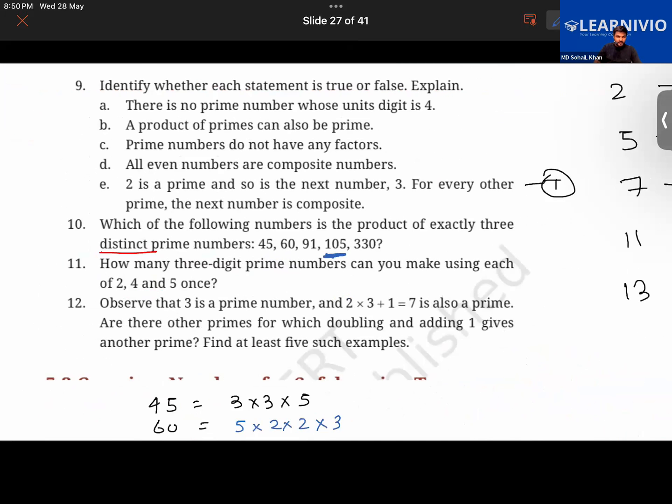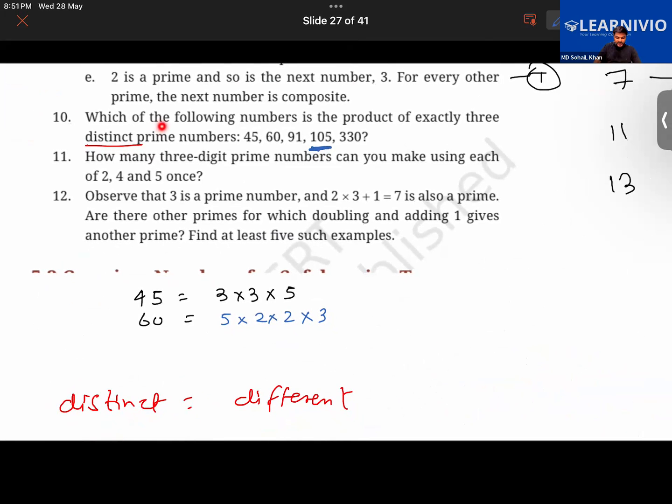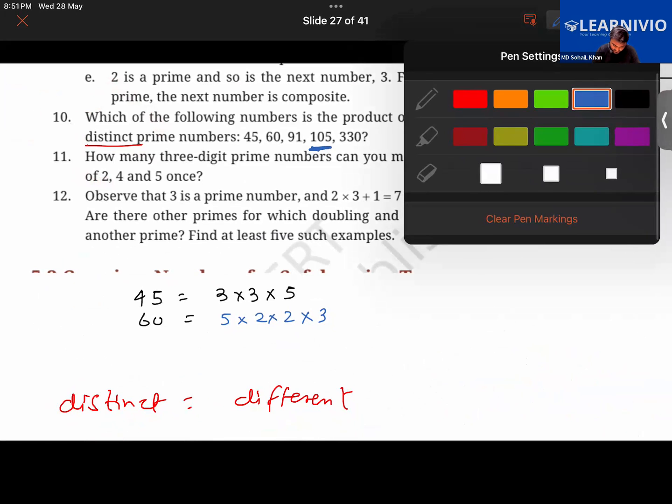Now the 11th question here. It's saying, how many 3-digit prime numbers can you make using each of 2, 4, and 5 once? So what do you guys say? How many can we make? By using these 3 digits, how many can we make? Let me give you some examples.